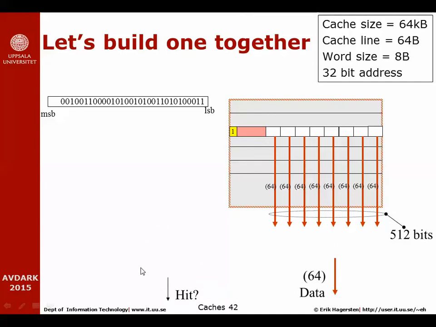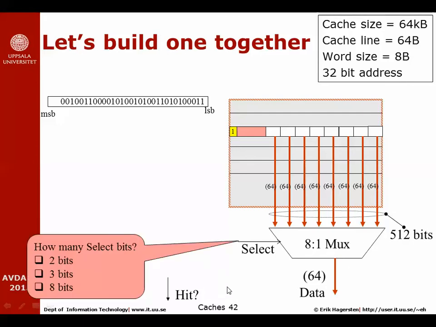Okay, now is when the fun starts. So we're going to have some kind of select mux there as well, and since we have 8 inputs and 1 output, it's an 8 to 1 mux. So now you start your work. How many select bits will we need? Well, you need 3 because we select 1 out of 8.